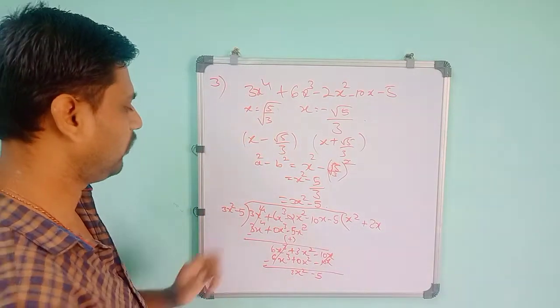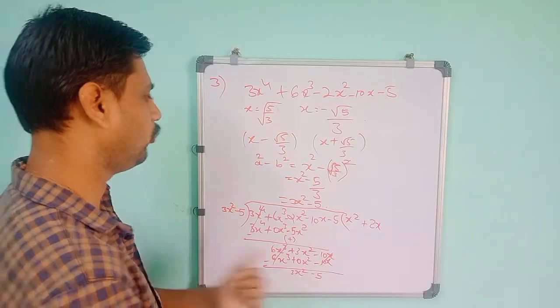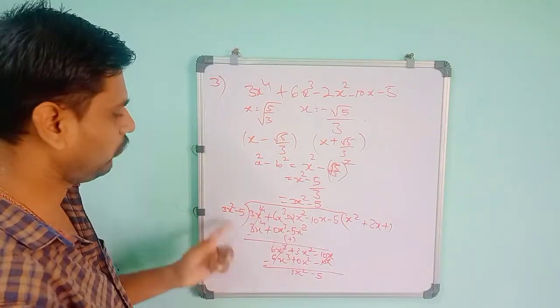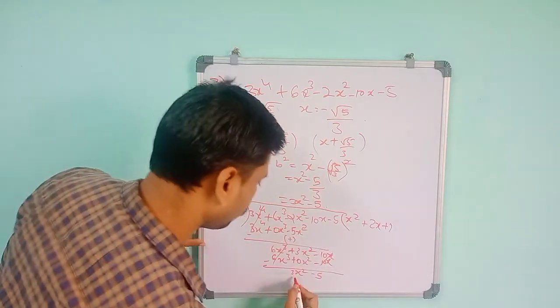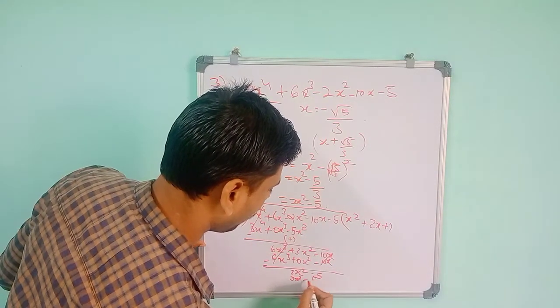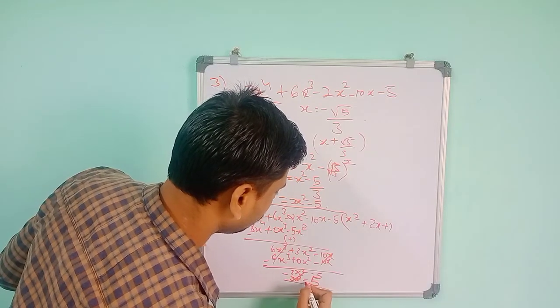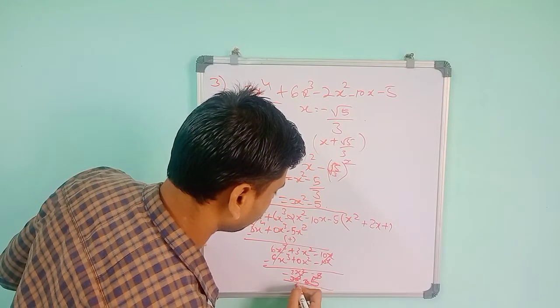So 3x square minus 5 is there, so you multiply by 1, because any number multiplied by 1 stays the same. So 3x square minus 5 and 3x square minus 5, this will get cancelled, and the remainder is 0.